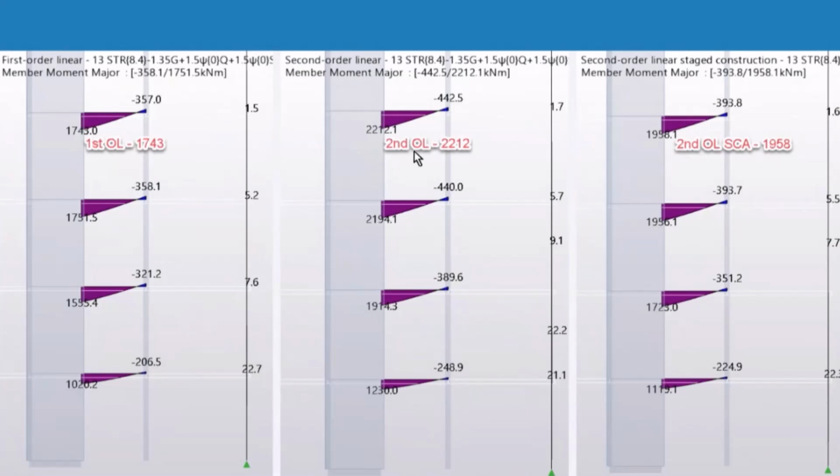around a 20% increase. And when I run the second order linear stage construction analysis, where it's got these different stiffness adjustment factors for this combination, which includes wind, then that comes back down to 1958. So instead of getting a 20% increase, I'm getting something more like a 10% increase in bending moment in the stage construction analysis.